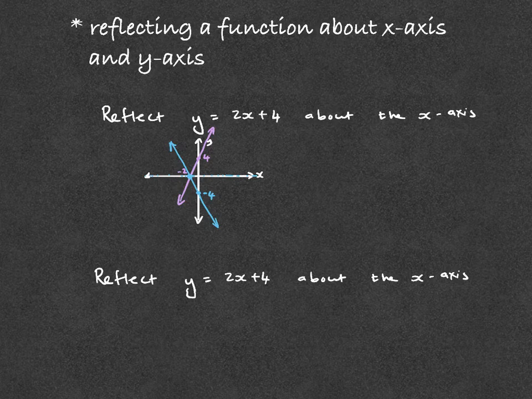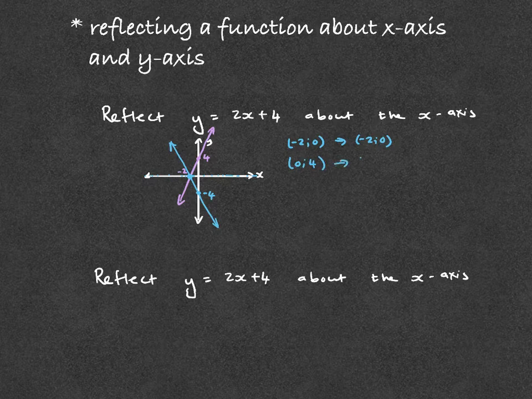So what happens to all those points if I reflect about the x-axis? Let's look at a couple of those points. We had the point (negative 2, 0), and that stayed (negative 2, 0). And then we had the point (0, 4), and that became the point (0, minus 4). So the x value stayed the same and the y values changed sign. We just don't see it here because of 0, and we don't really say minus 0. But if we have a couple of other points, like the point (minus 1, 2), that would have become (minus 1, minus 2).